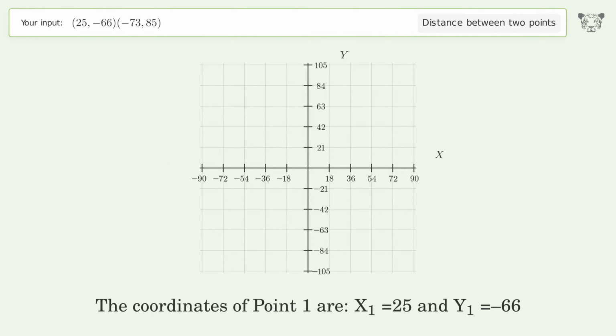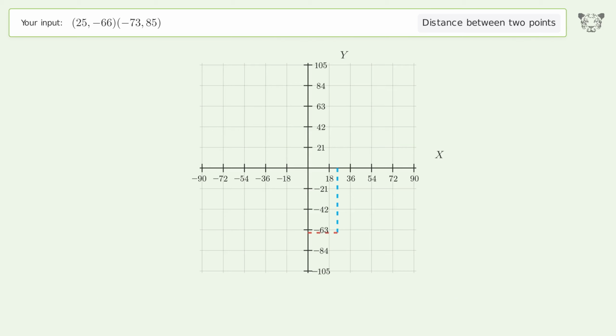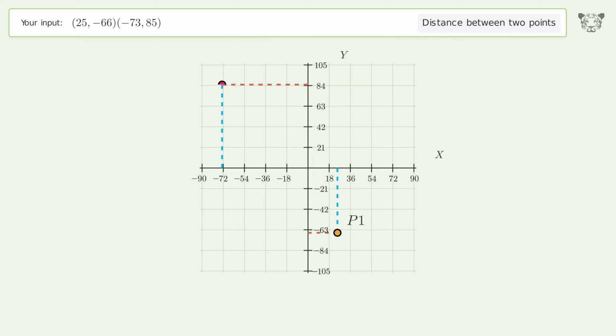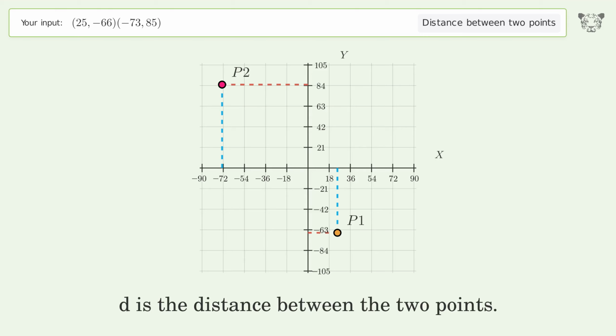The coordinates of point 1 are, x1 equals 25 and y1 equals negative 66. The coordinates of point 2 are, x2 equals negative 73 and y2 equals 85. D is the distance between the 2 points.